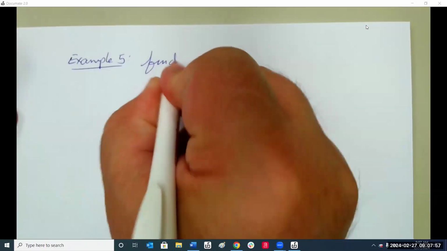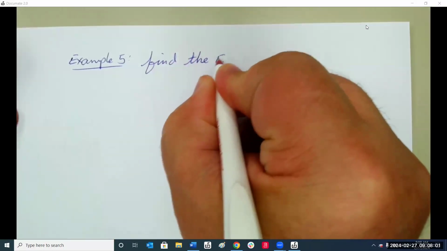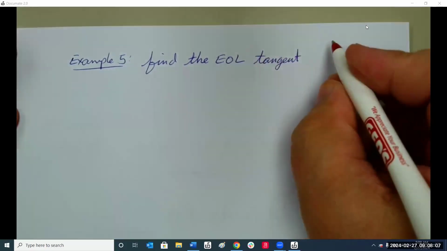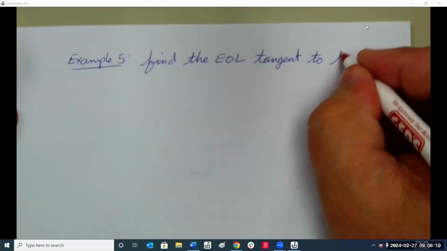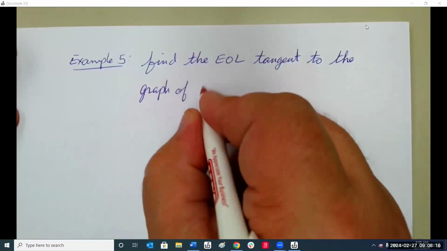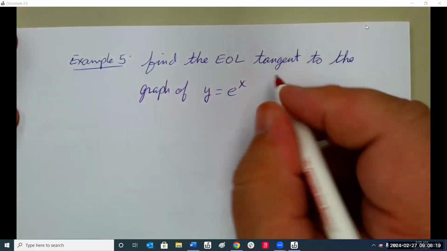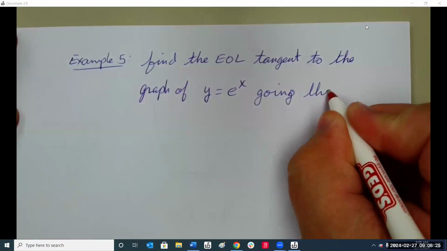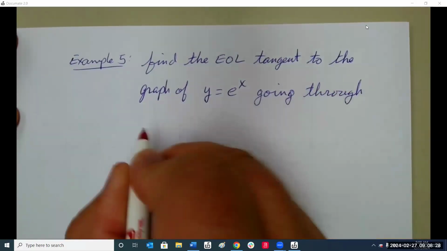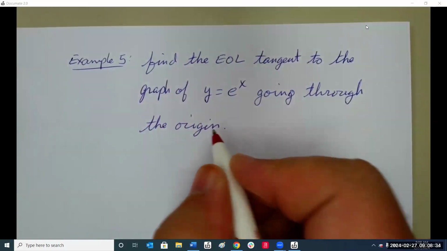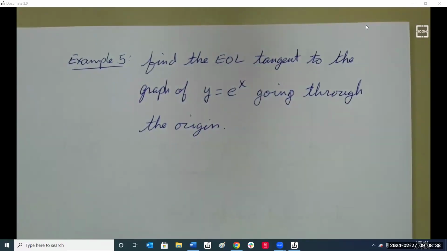Find the equation of the line tangent to the graph of y equals e to the x going through the origin. Okay, I'll give you all a couple of minutes.